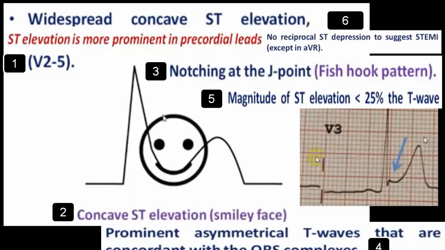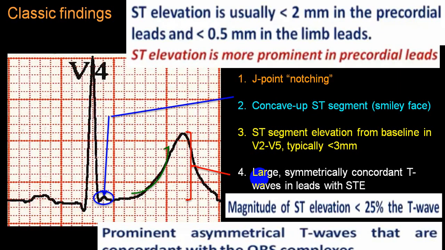All those, if you fit together, we'll label that as a benign early repolarization syndrome. So J point notching, concave ST segment elevation less than 2 millimeter, and tall T wave, and magnitude, that is ST to T ratio, is less than 0.25, and T wave is prominent. You will label that as benign early repolarization.